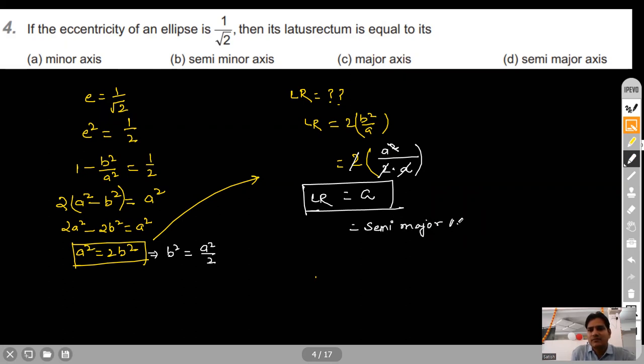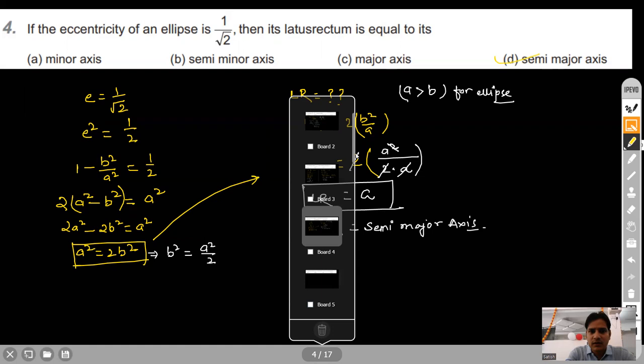Semi-major axis, right? Semi-major axis, because here we have considered A is greater than B for this ellipse. Therefore, that's why we have calculated the length of latus rectum as 2 times B square upon A. So our latus rectum will be equal to semi-major axis, that is option D. Okay.